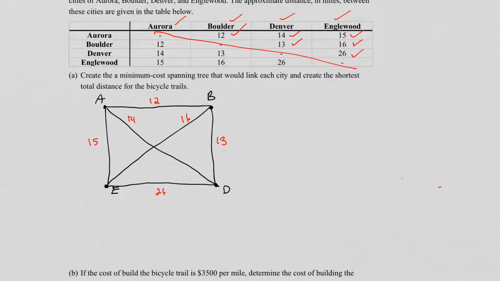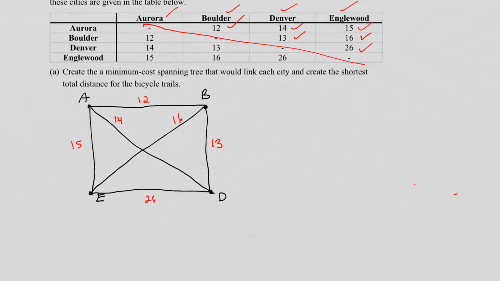Okay, so this is the weighted graph like we did in 13.3. Now our job is to use Kruskal's algorithm to create the minimum cost spanning tree. So again, that means we need to go ahead and pick the smallest out of these numbers, which would be 12, or the lowest number. Okay, so we're definitely going to have A to B connected.